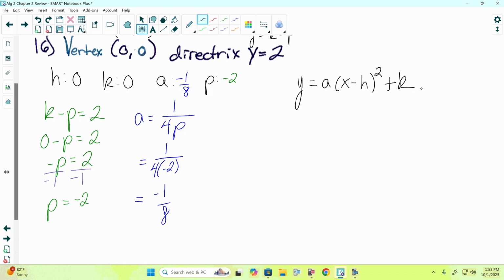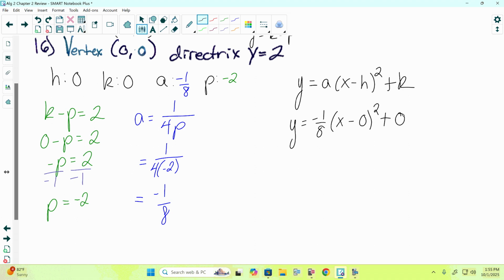Now the general form for this equation is y equals a times x minus h squared plus k. Again, we can get that from the general forms because the only one of the two equations that has a directrix of y equals is y equals a times x minus h squared plus k. Now at this point, we know the value of a. a is negative 1/8. The value of h is 0. The value of k is 0. And you can leave it as that there.